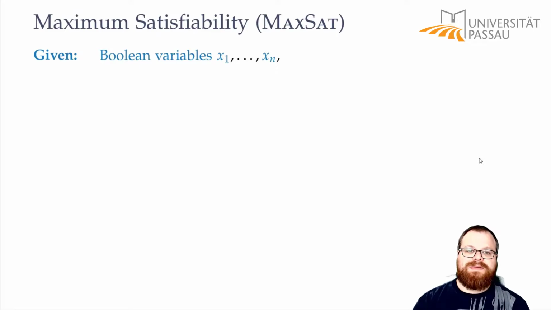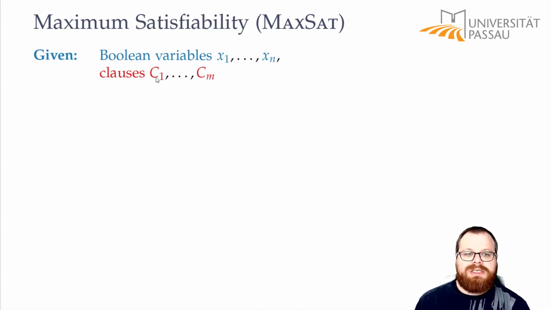We are given a set of Boolean variables. We have n variables x1 to xn. Boolean variables can hold truth values, so they can only be 1, which means it is true, or 0, which means it is false. And then we have a set of clauses.